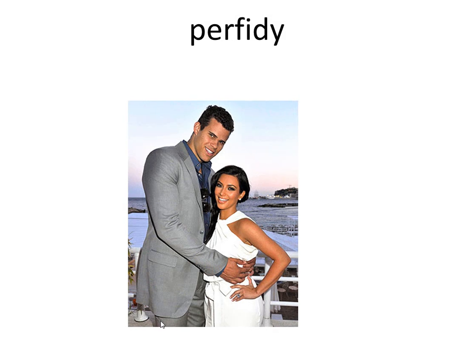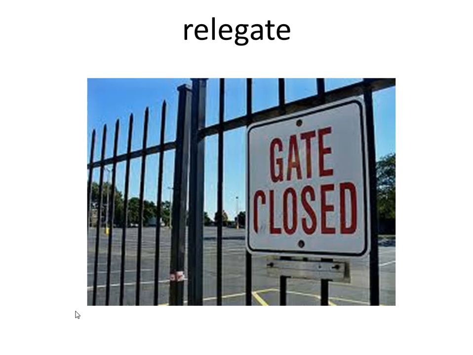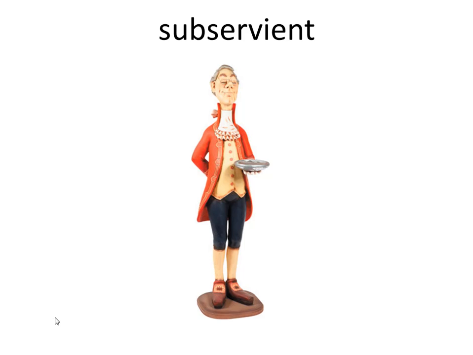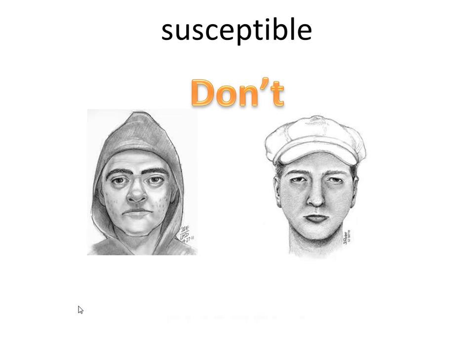Perfidy, faithlessness, treachery. Example of a faithless relationship might be Kim and Chris. Relegate. Notice the keyword gate here. Gate is closed. To banish. Squeamish. Sounds like Squirm, which is a horror movie in the 80s. Subservient. Serving in a capacity. Serving capacity. Susceptible. Open to, easily influenced. Do not suspect the obvious.